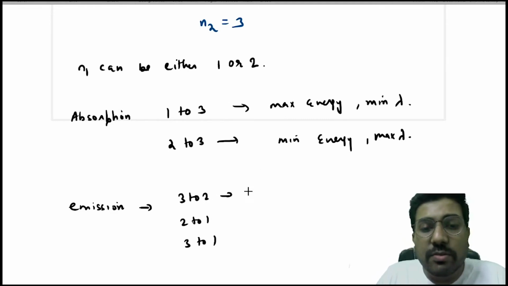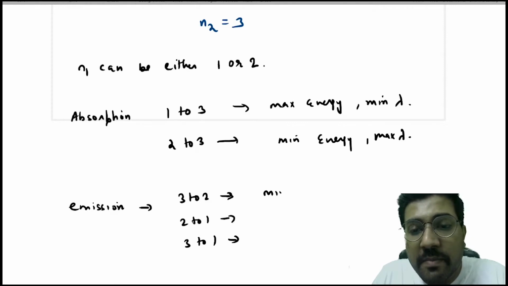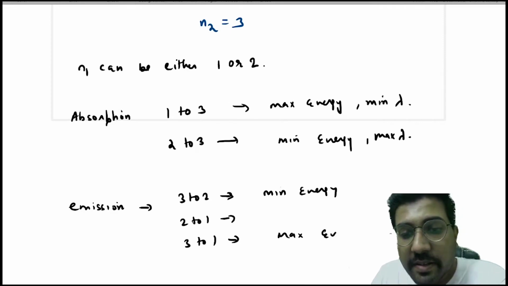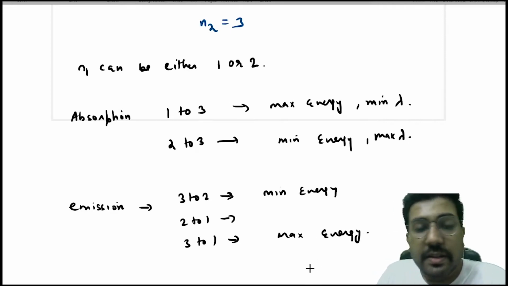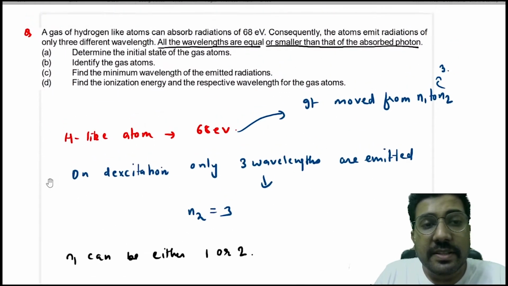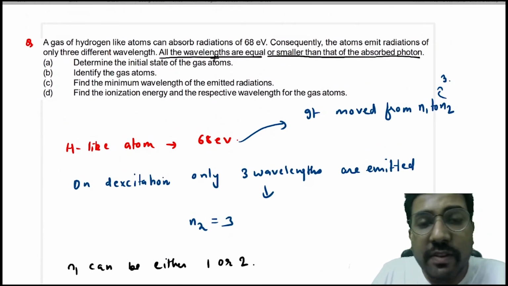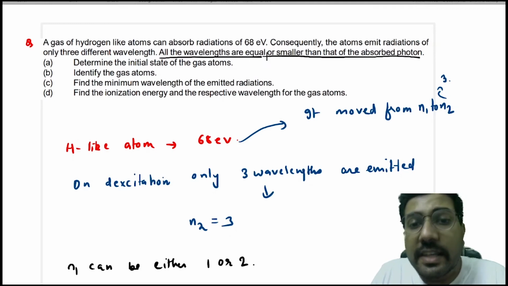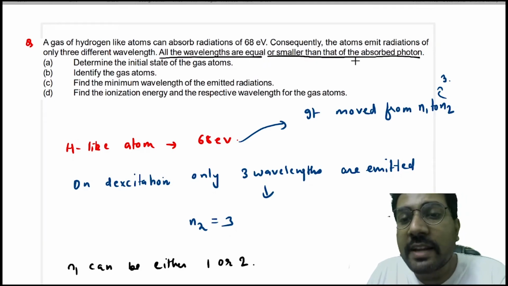So 3 to 2 will be the minimum energy, and this will be the maximum energy of the emitted radiations. Now again I'll repeat this question. All the wavelengths that are emitted are equal to or smaller than that of the absorbed photon.